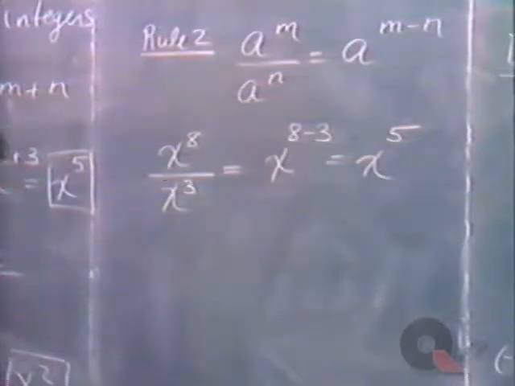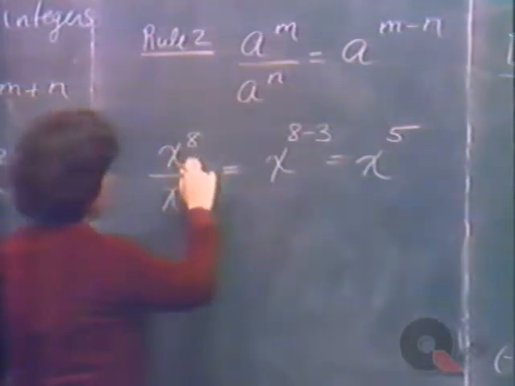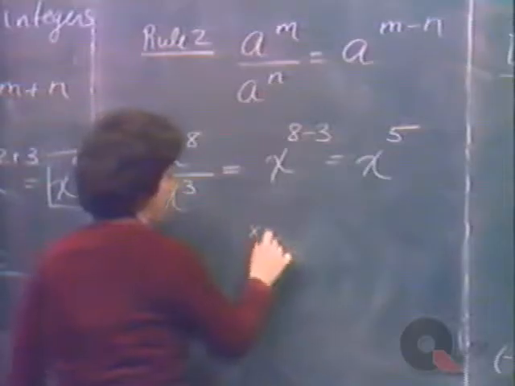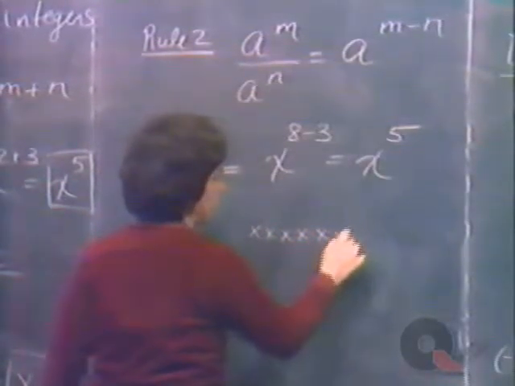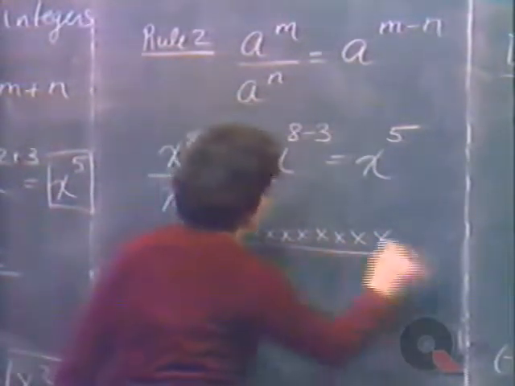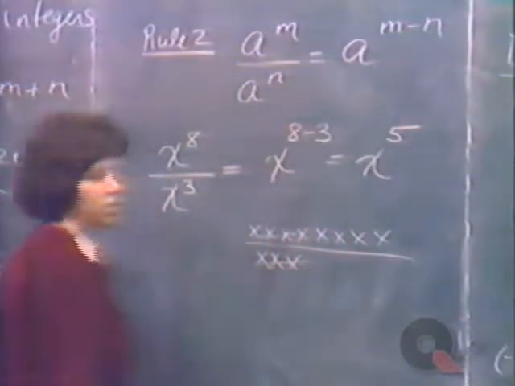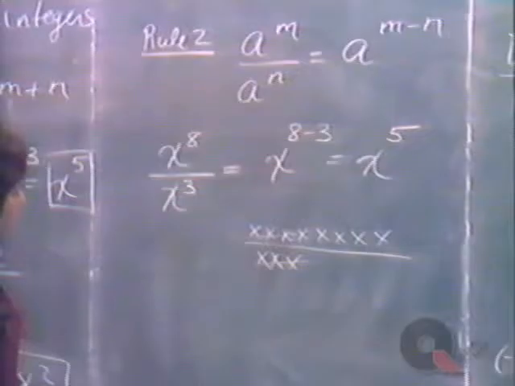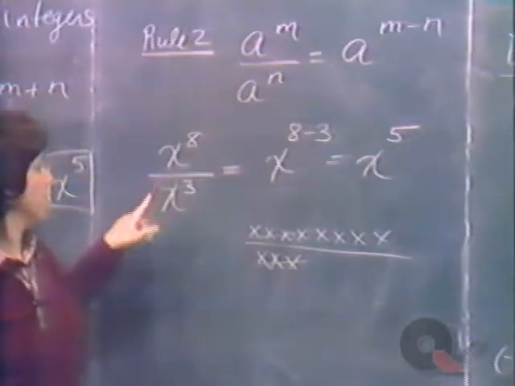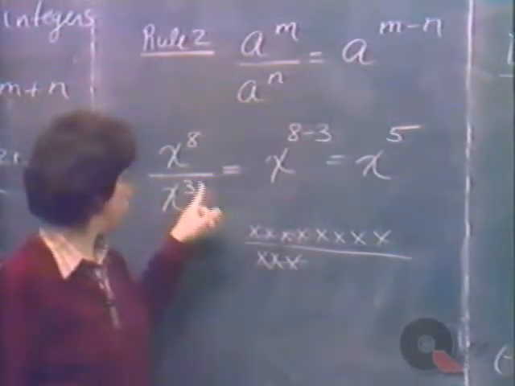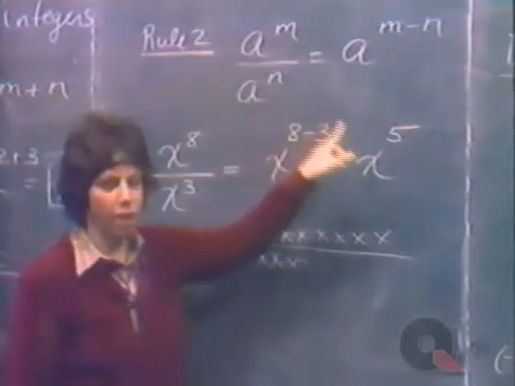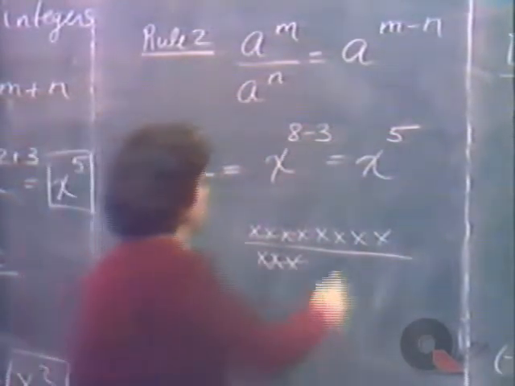And this is not too hard to justify if you realize that x to the 8th is x, x, x, x, x, x, x, x over x cubed, x, x, x. So you certainly are left with x to the 5th power. So x to the 8th over x to the 3rd power is x to the 8th minus 3, or x to the 5th power.